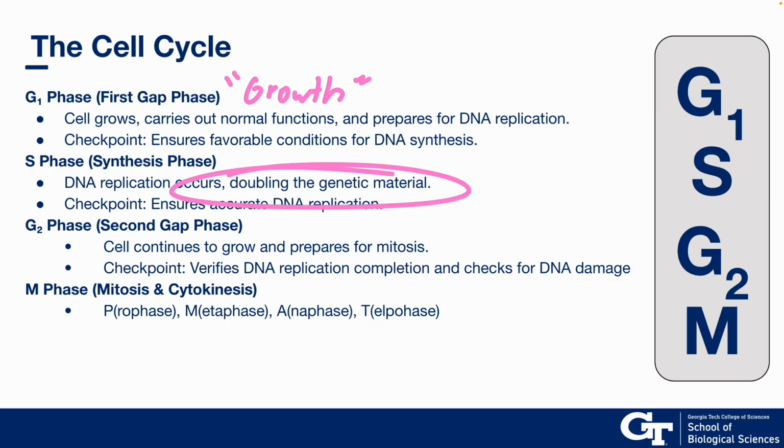And then we have the G2 phase, where the cell then prepares for mitosis. And then lastly, we have the M phase, which is the actual splitting of the cell, and that's where we see my acronym come back, PMAT. And that's the process by which the cell divides.